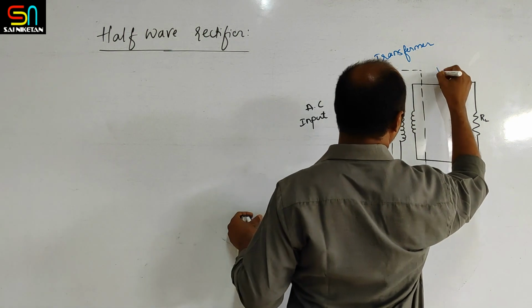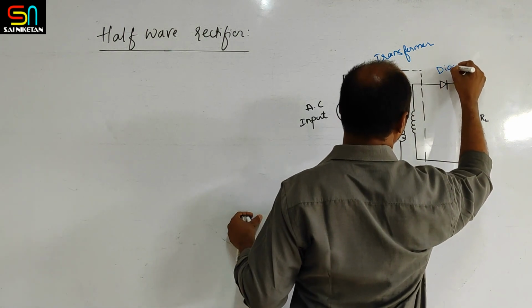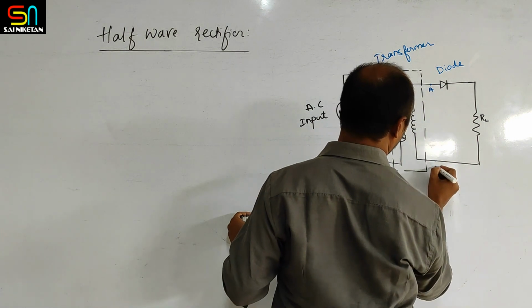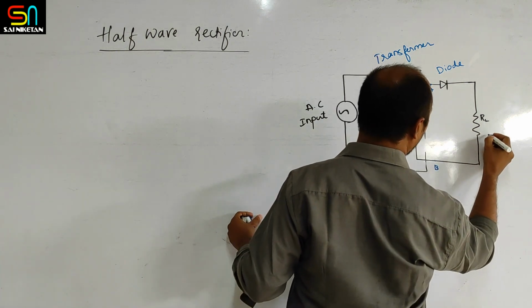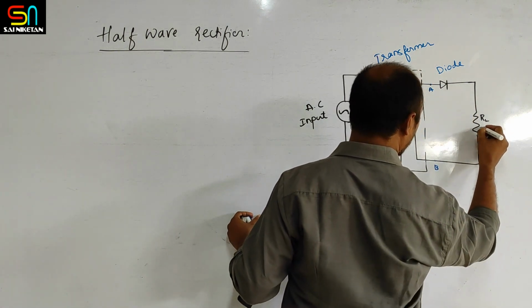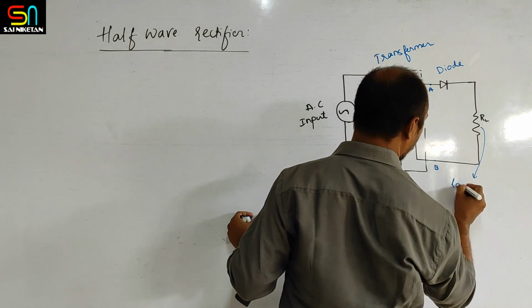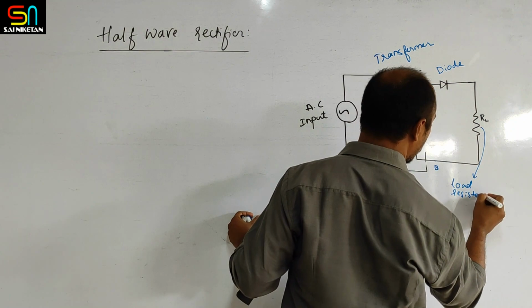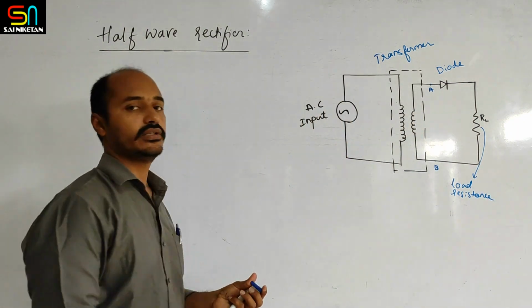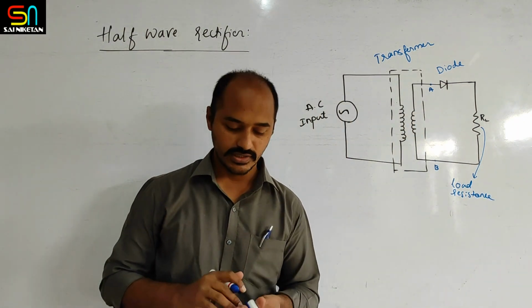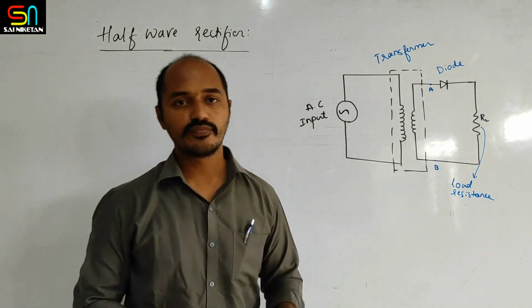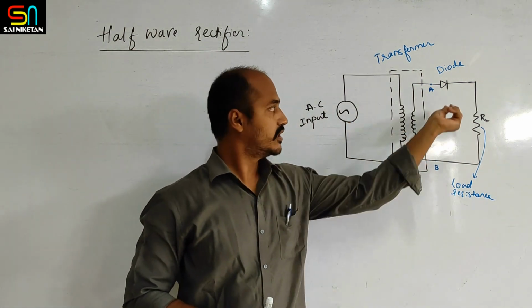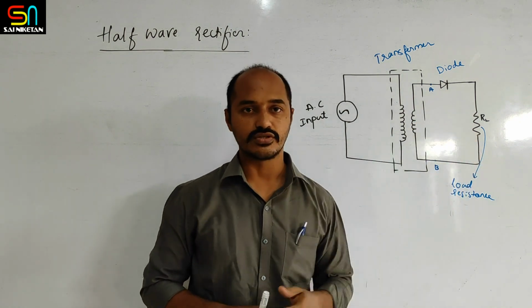And this is the diode. To understand, I will mark point A here and point B here, and this is the load resistance. Means you can say the output can be obtained there. So this is all the construction. It includes an alternate source, a transformer, a diode, and a load resistance.